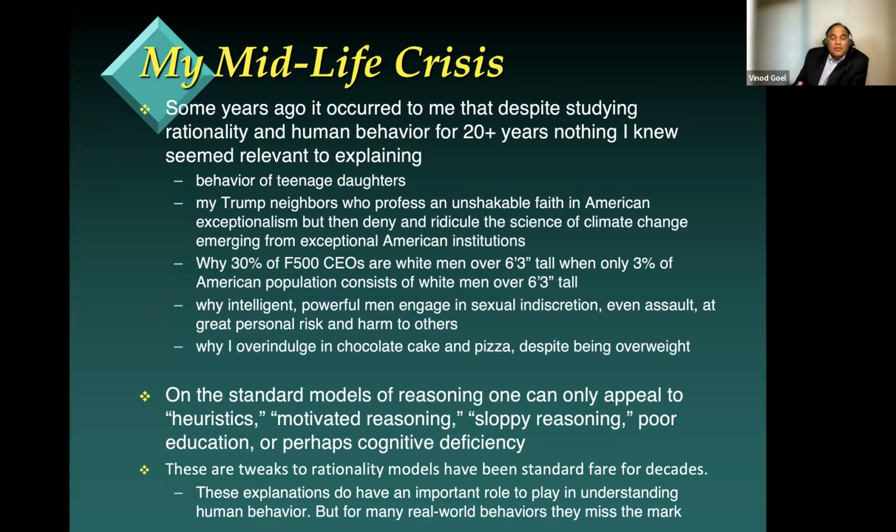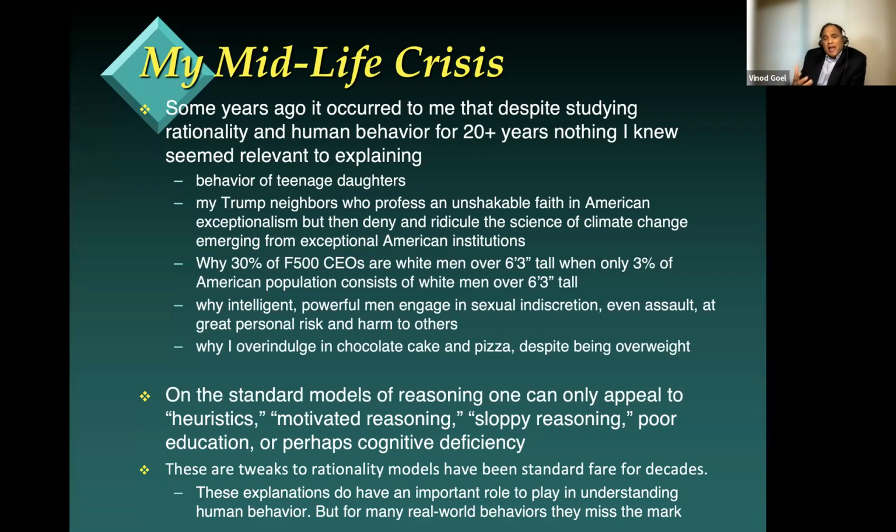Or why 30% of Fortune 500 CEOs are white men over 6'3" tall, when only 3% of the American population consists of white men over 6'3" tall. Or why intelligent, powerful men engage in sexual indiscretion, even assault, at the expense of personal risk and harm to others. Or why I overindulge in chocolate cake and pizza despite being overweight.